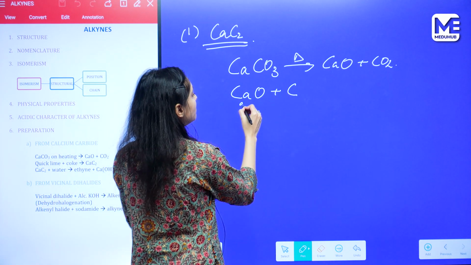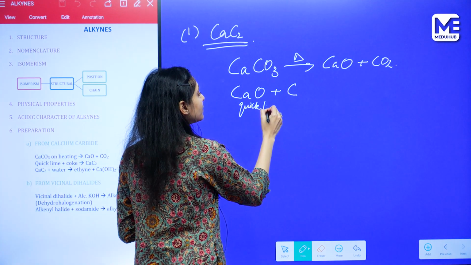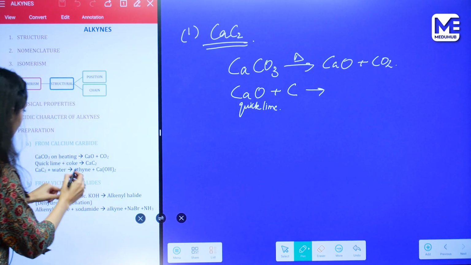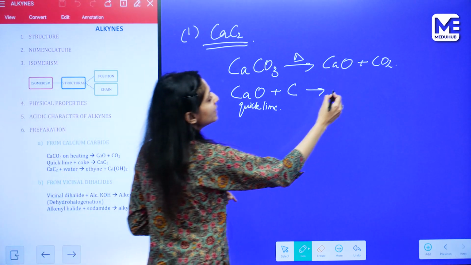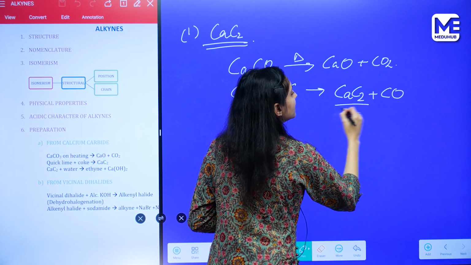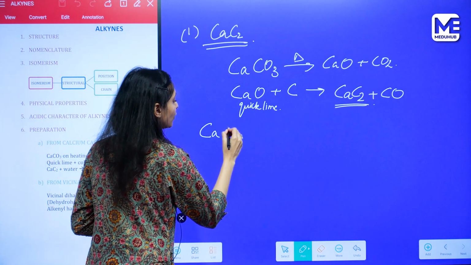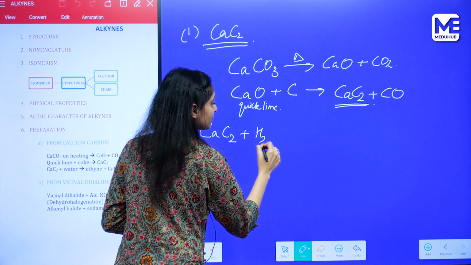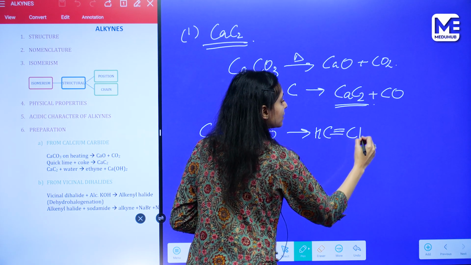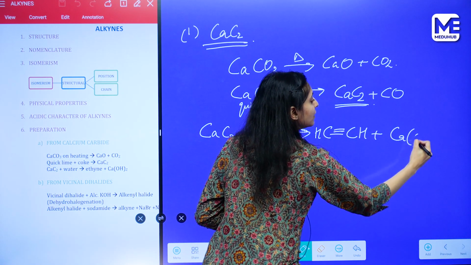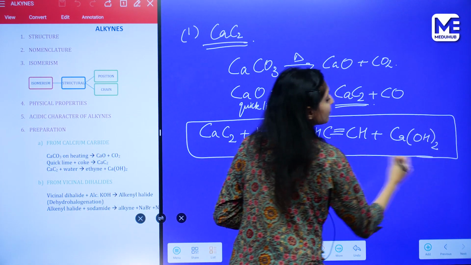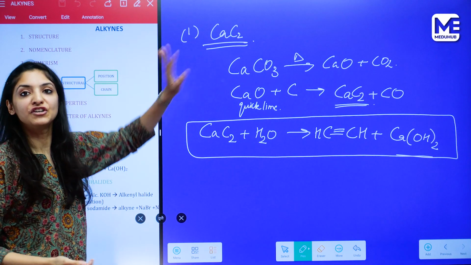When you heat quicklime with coke, we get calcium carbide and carbon monoxide. This calcium carbide, when treated with water, gives us ethyne and calcium hydroxide. This is a very important reaction for the preparation of ethyne using calcium carbide.